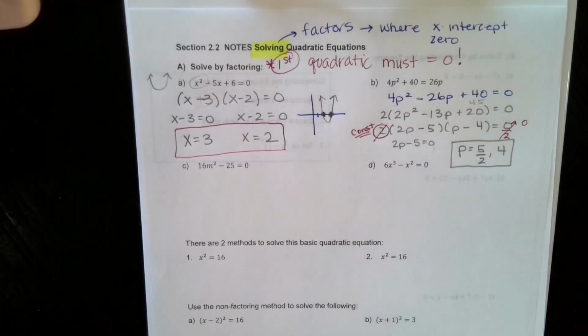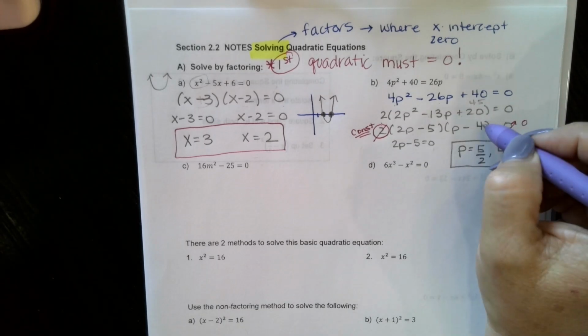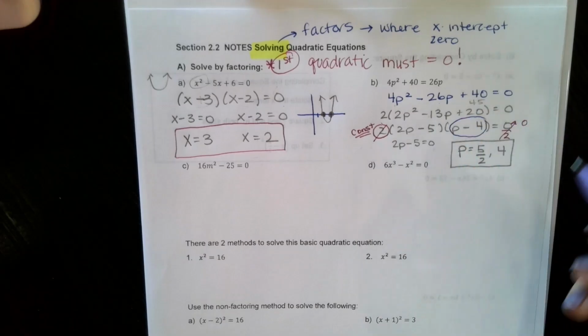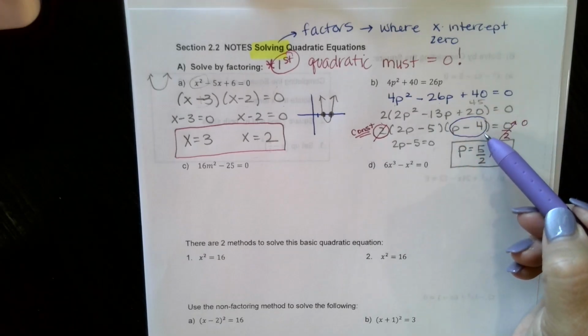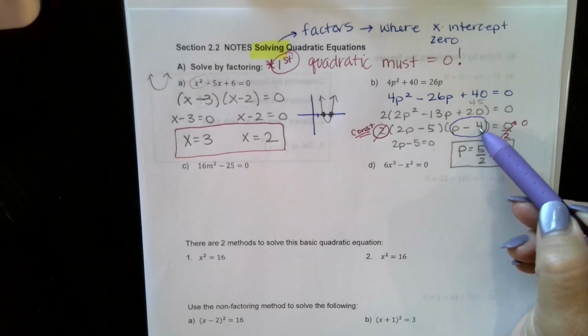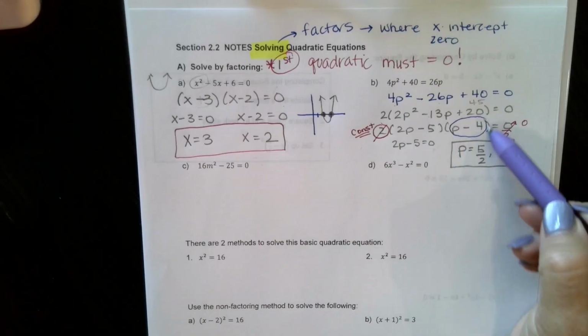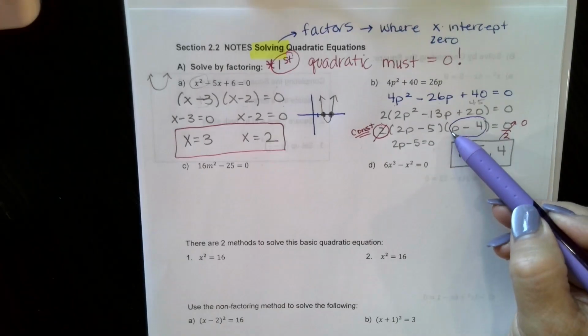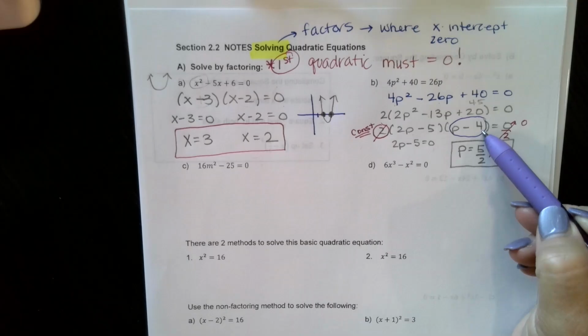Now, let me caution you. The biggest mistake that I see is that when you see this factor here, p minus 4, people are going to think that the solution, that the x-intercept, that the 0, all of those things are saying the same thing, is going to be negative 4. It is not negative 4. We have to take what makes this 0. Well, positive 4 minus 4 is going to be 0.